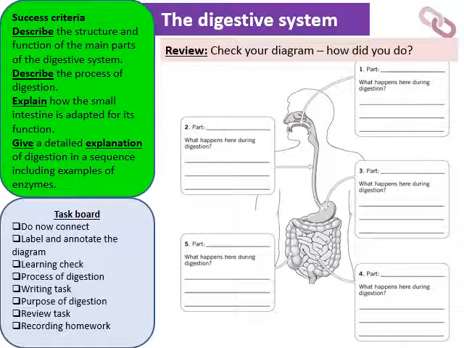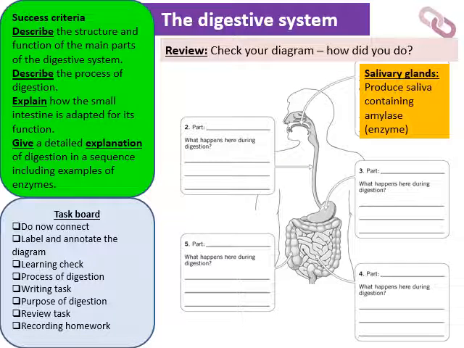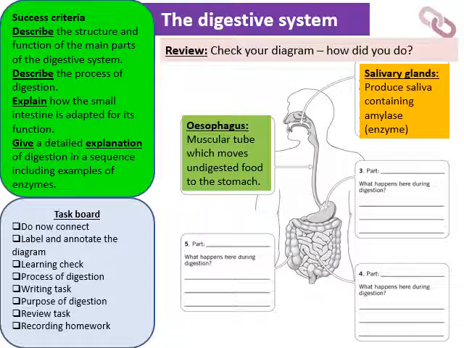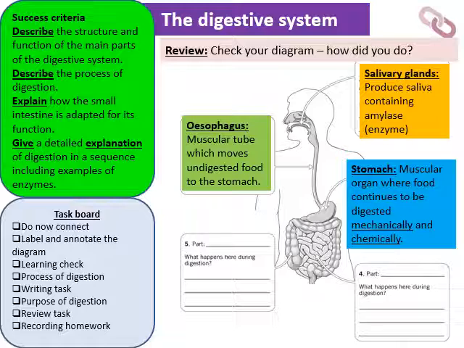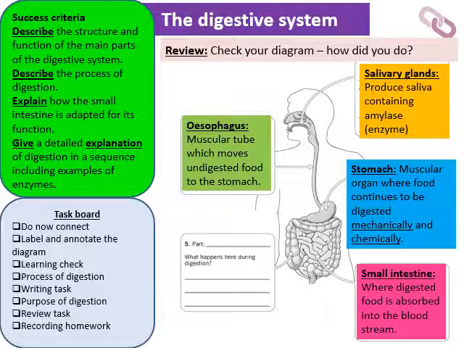So now that you have had a go at labelling your diagram and adding what the role of each part is, I thought it was a good idea for us to just check through some of the key parts and just check how you did. So I've used the diagram from the support sheet just so we could identify the 5 key parts that I wanted to focus on and look at what's happening there during digestion.